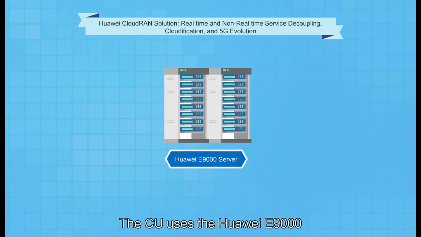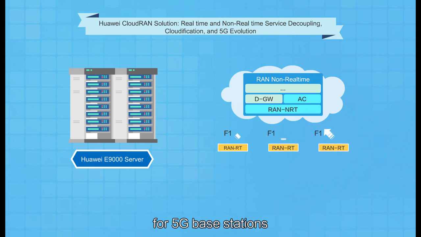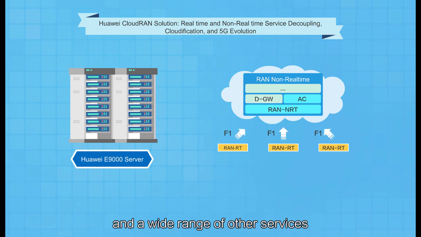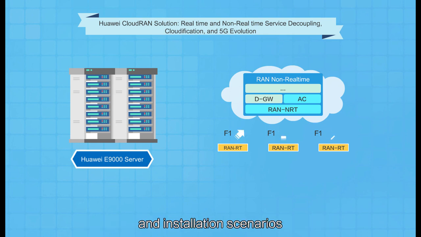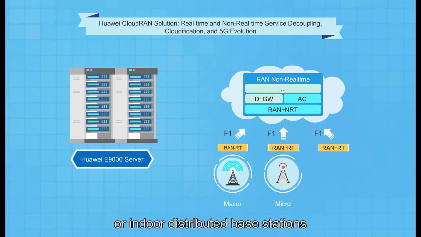The CU uses the Huawei E9000, a server based on standard x86. The E9000 provides non-real-time baseband data processing for 5G base stations and uses virtualization technology to provide network slicing and a wide range of other services. The DU can adapt to many different coverage and installation scenarios. It provides real-time signal processing for devices like macro, micro, or indoor distribution base stations.